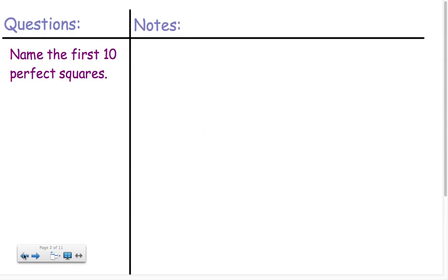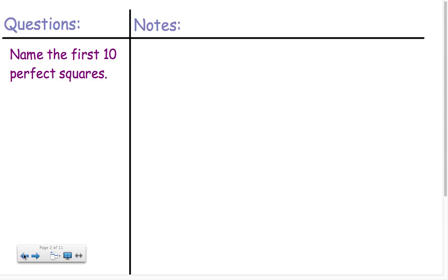Alright, the first thing I want you to do is name the first 10 perfect squares. I'm going to give you a minute or two because I want you to be able to do this from memory. You should be able to do this without me doing it on the smartboard immediately, because you've done it in some of the previous lessons.